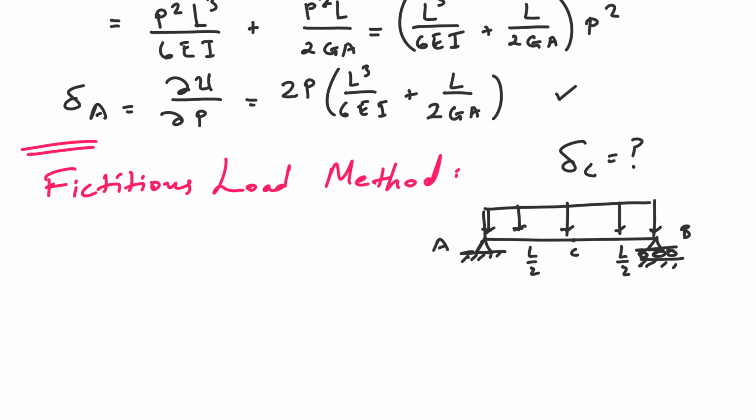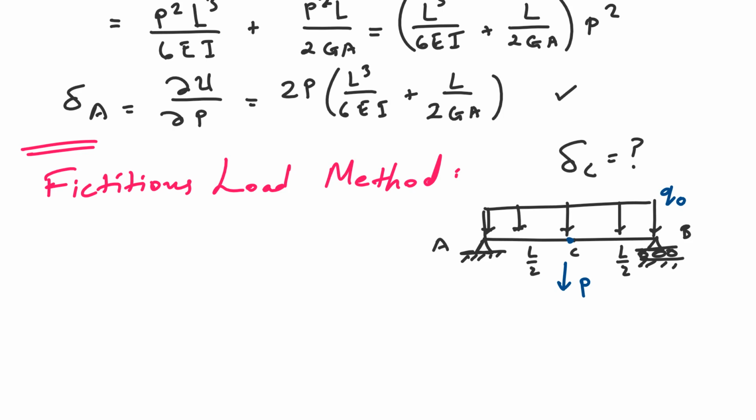And a fictitious load, fictitious means fake. So we're going to add in this fake force at the point of deflection. We're going to add this fake force, and let's give it a name. We'll call it P. And this, by the way, is Q naught. Okay, and this is exactly what we're going to do.